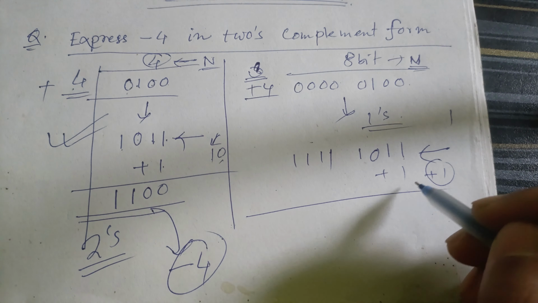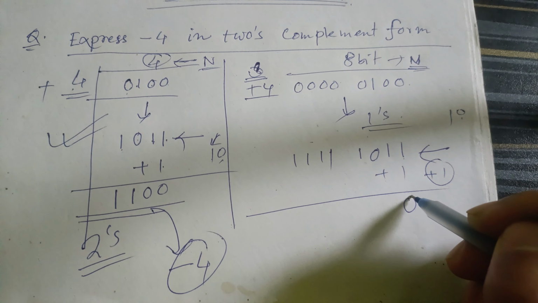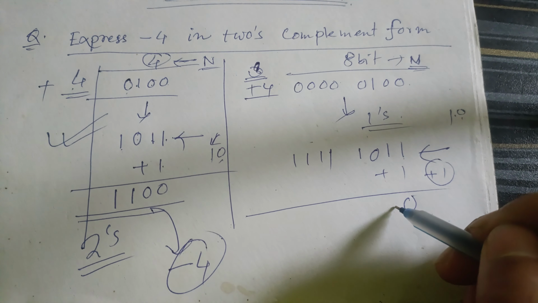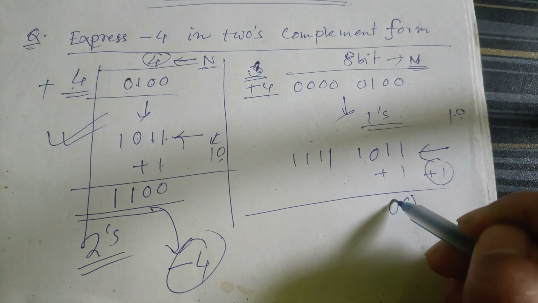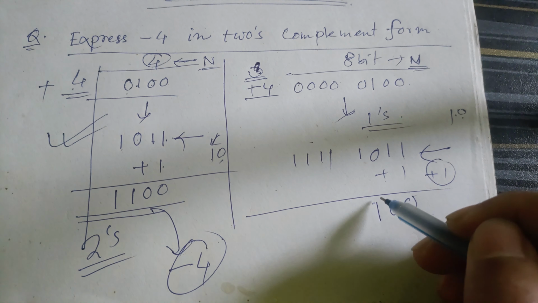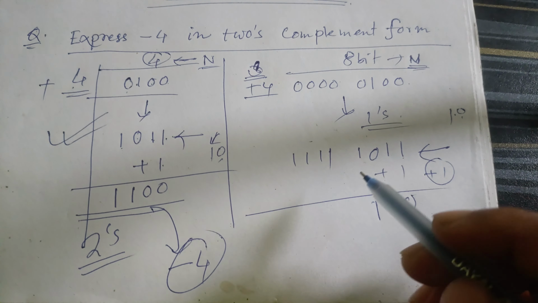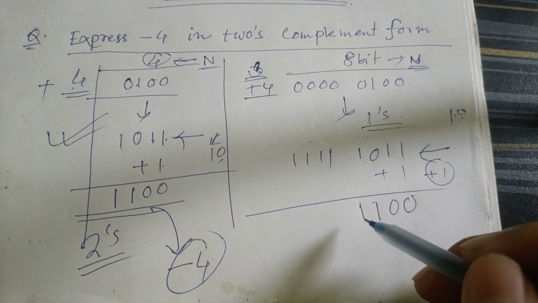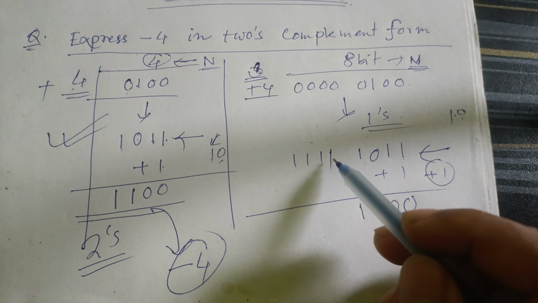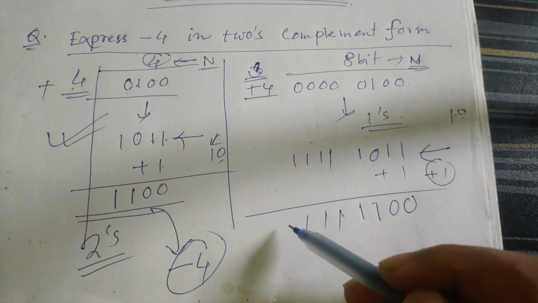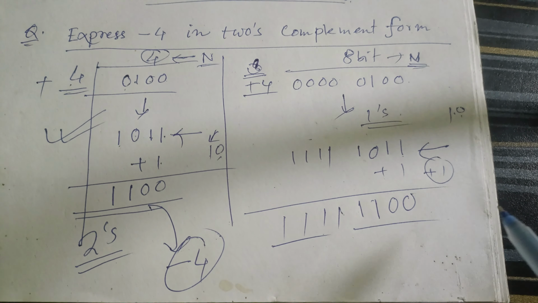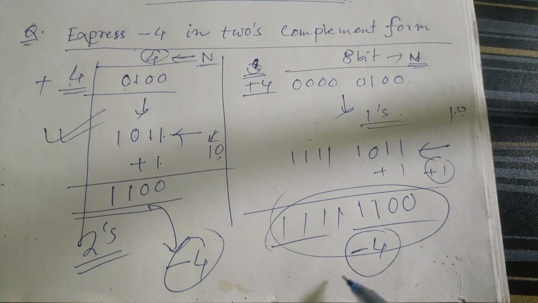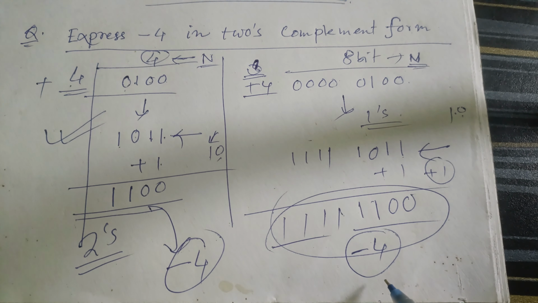So 1 plus 1 will be 1 0, so 0 will be here, then 1 plus 1 will be 1 0, again there will be 0, and 1 plus 0 will be 1, then 1 will be 1 over here, and the rest of the part will be in the same fashion, right? So this number is the -4 in the 8-bit representation.